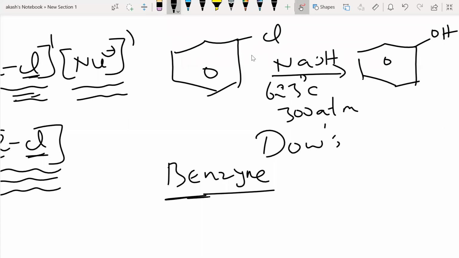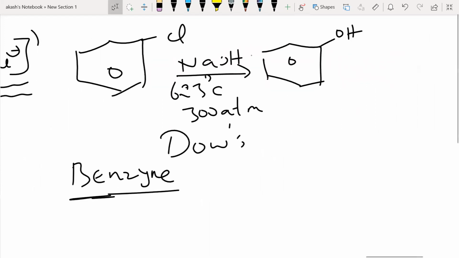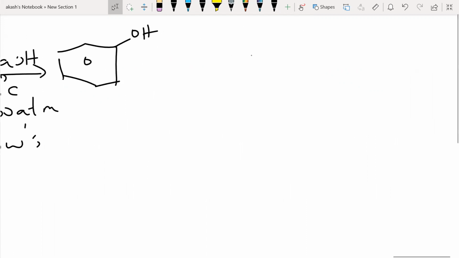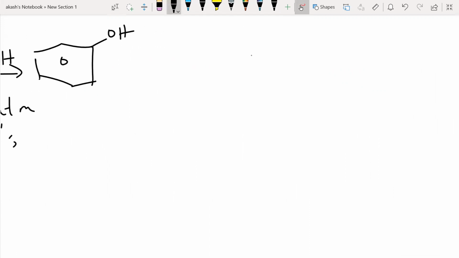Let me look into the mechanism, then you'll understand. We'll move on. Wait, am I doing it? Yeah, I'm doing it correctly. So first, what happens is, guys, let me put the bonds properly.